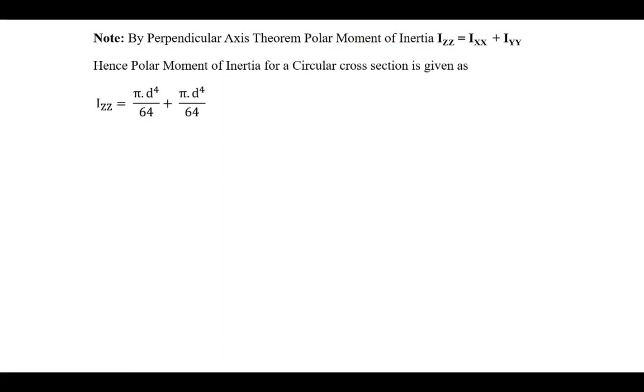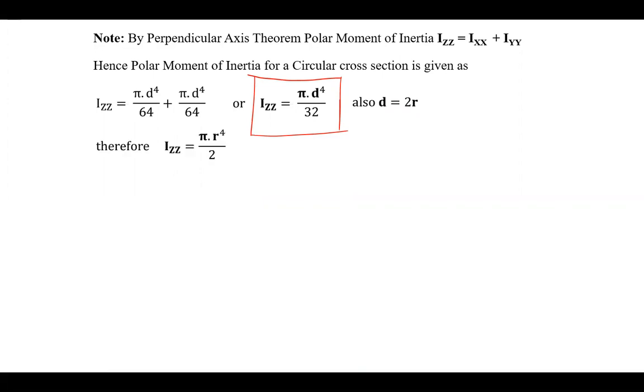That will become pi d to the power 4 by 64 plus pi d to the power 4 by 64, and it will become pi d to the power 4 by 32. So this is the moment of inertia of the circle about its perpendicular axis, that's nothing but the polar moment of inertia of a circular cross-sectional area. And you can also substitute in r, so that will become pi r to the power 4 by 2.